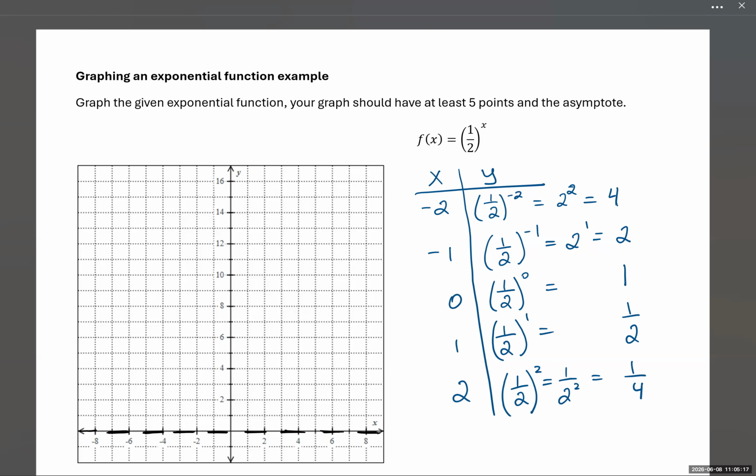So we'll start with -2 and 4. So when x is -2, the y value is 4. When x is -1, the y value is 2. When x is 0, y is 1. When x is 1, y is 1/2. And then when x is 2, y is 1/4, which is pretty small, so just approximate as close as you can. And then connect the dots.